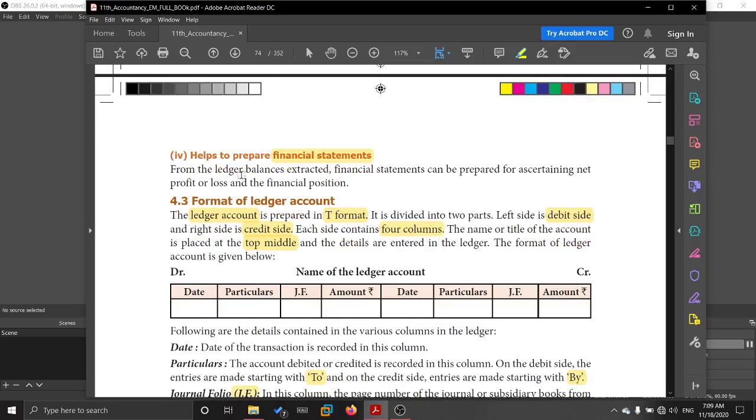And then finally it helps the preparation of financial statement. Financial statement can be prepared. Why do we prepare this? That is to ascertain the net profit or loss and the financial position. Net profit or loss எதை வச்சு கண்டுபிடிக்கிறாங்கன்னா profit and loss account prepare பண்ணி அதுல வரக்கூடிய net amount, net profit இல்ல net loss வச்சு decide பண்ணலாம். Financial position வந்து balance sheet prepare பண்ணி அதுல இருந்து they ascertain the financial position.